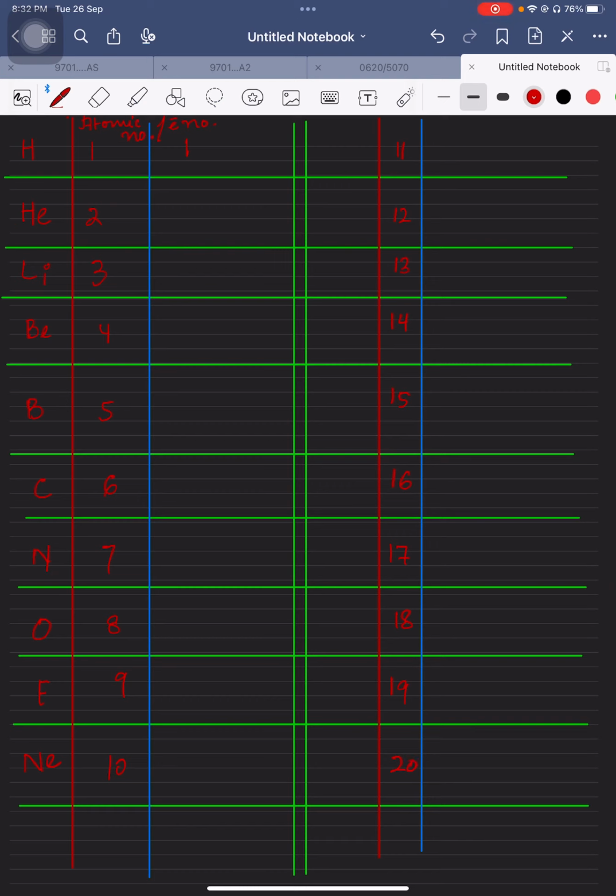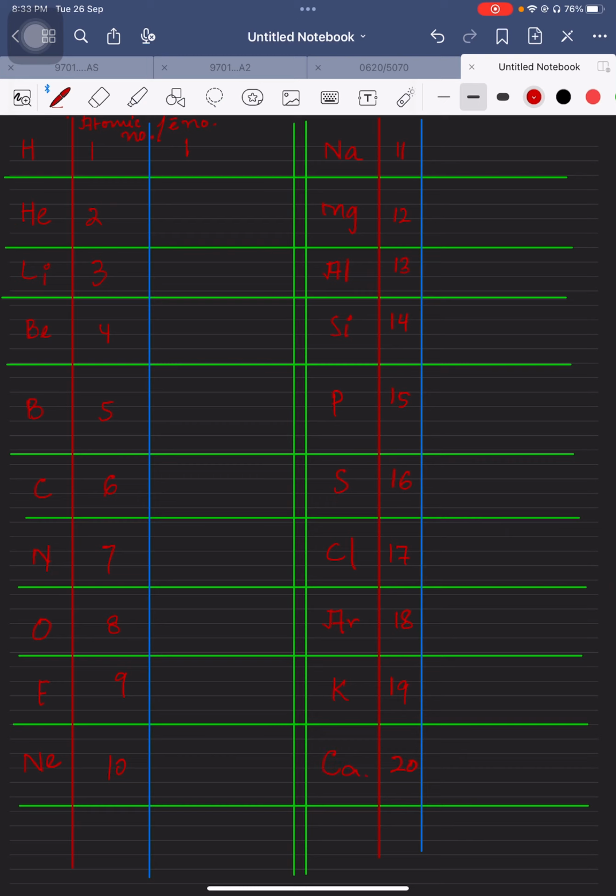Okay, so we can see neon, and then we are moving to number 11, that is called sodium. This is number 12, and this is magnesium. This is aluminum. This is silicon. This is phosphorus. This is sulfur. This is chlorine. This is argon. And this is potassium. And this is calcium.